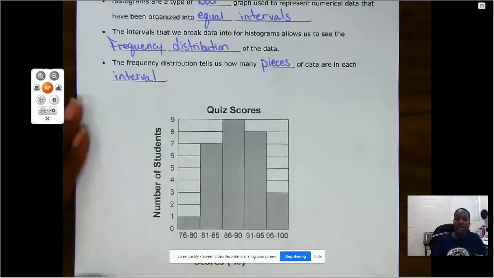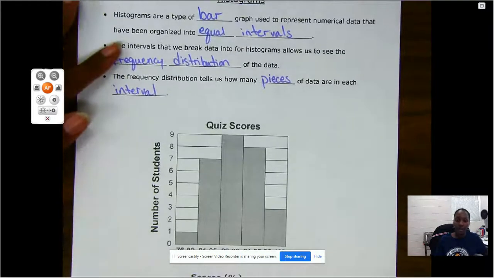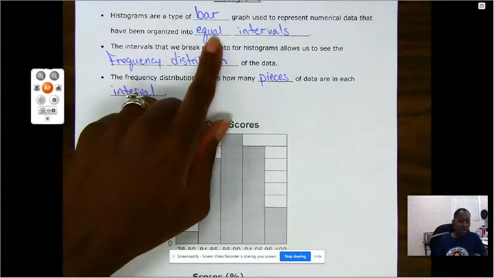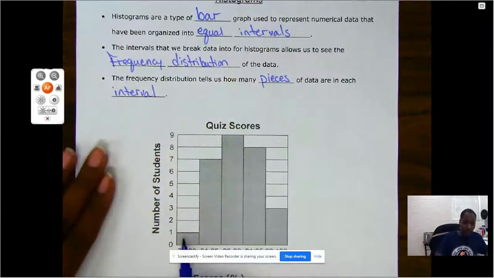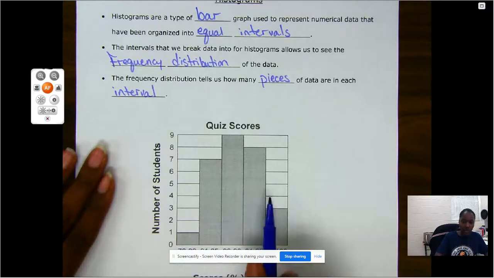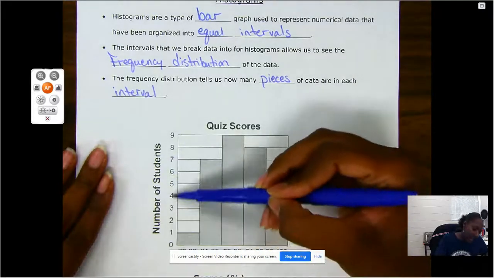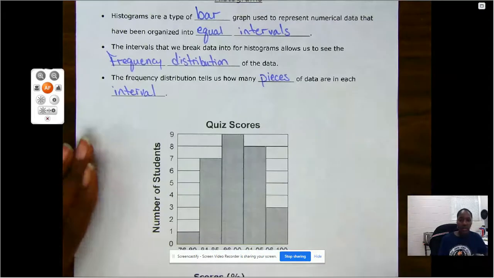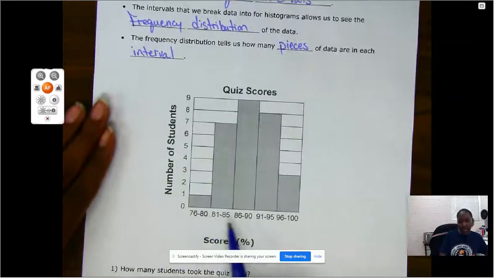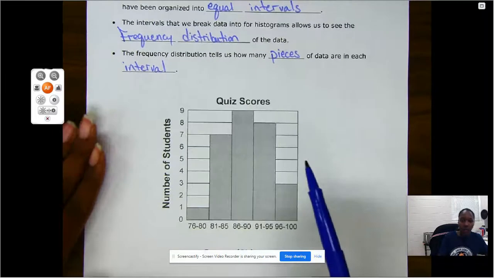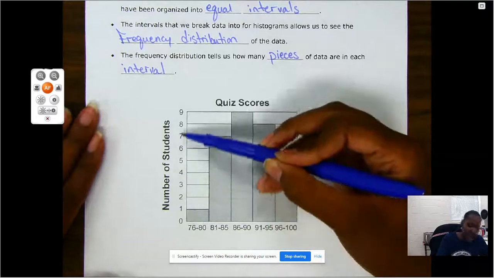So let me explain what I'm talking about from this description up here. So the equal intervals, they're talking about your bars. These are your intervals. Each bar is an interval. Okay, now the frequency is how many times it happens. So think of your intervals as your x-axis and your frequency as your y-axis.